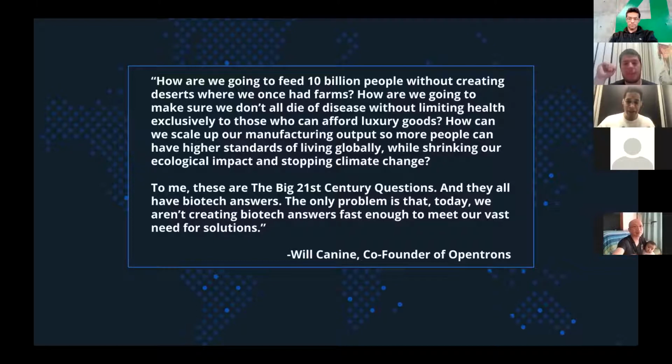The problem there being that we aren't creating these solutions fast enough. So how do we accelerate that? Well, I think the answer there is that we just widen the net in regards to who can find these solutions. So making science more accessible, we're going to widen that net and allow others to contribute and devise these solutions to some of the biggest problems that we as a society are currently facing.